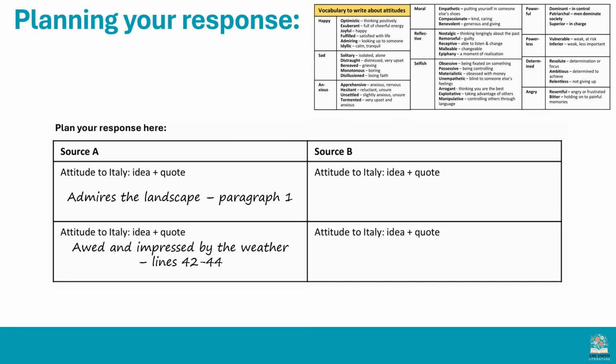Okay, so now that we've thought it through, we're going to plan our response. And because it's a comparison question, I'm going to do this using a table. So source A in the first column and source B in the second column. And I filled in the first column to give you an example of this. So here we're thinking about how Dickens admires the landscape. Our evidence was from paragraph 1. And then I'm thinking about how awed and impressed by the weather Dickens was, although maybe he didn't like it that much. And that's at the end of the source.